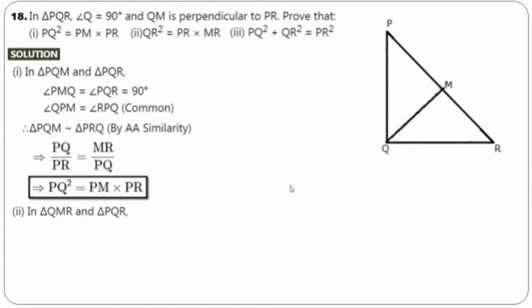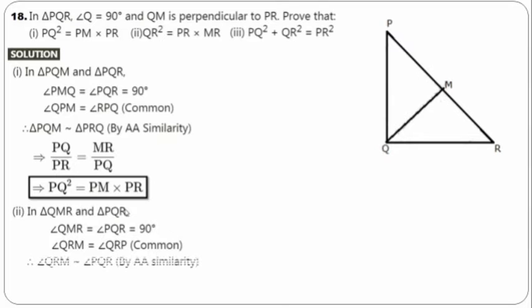In triangle QMR and PQR, PQR is the bigger one. It's going to be the same kind of solution. Here this angle is 90 and this is 90, right? And one more angle is common, and that angle is this one, right? So using AA criterion, can I say that this triangle is similar to this triangle? Yes. So that's why, I'm sorry, there's a mistake here.